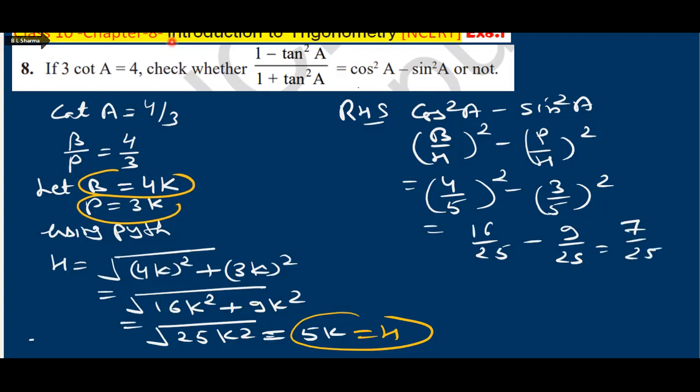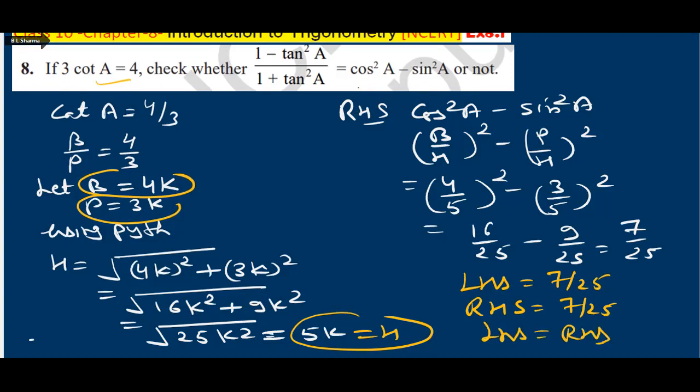That is 7/25. So yes, the left hand side, the value of 1 minus tan square A upon 1 plus tan square A, was 7/25, and the right hand side is also 7/25. So yes, we say that tan A equal to 3/4 will give 1 minus tan square A upon 1 plus tan square A equal to cos square A minus sin square A. Left hand side is equal to right hand side. That's all for this question.